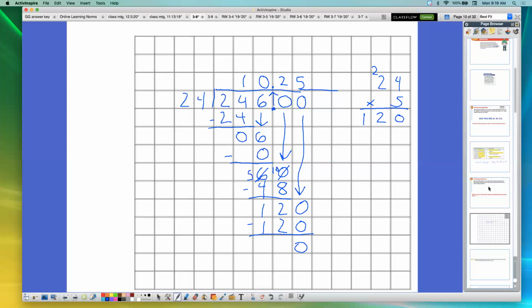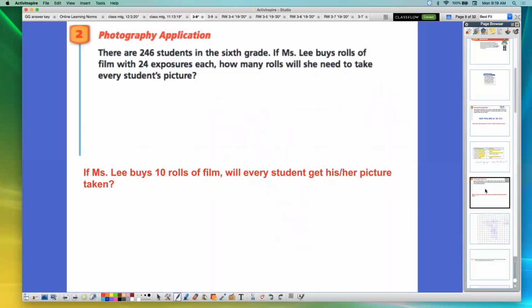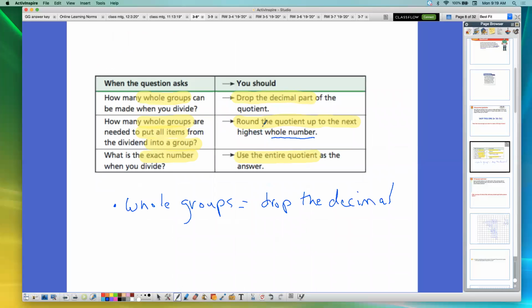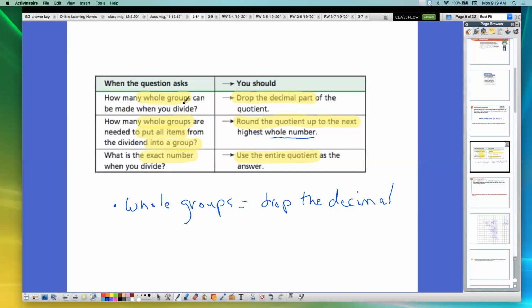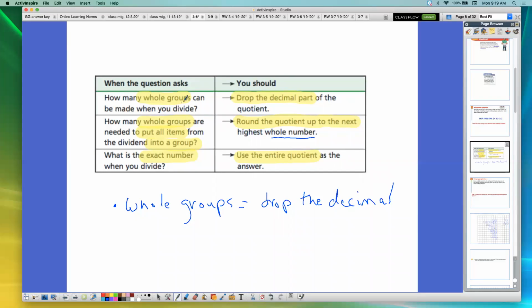I go back to the problem. Is it asking me for an exact number, or is it asking me for something else? So let's go back and look at these. It says if there's 246 students and 24 exposures each, how many rolls will she need to buy? So I need to look at which option that I had shown you before it is. Okay, how many whole groups? We're not looking for whole groups right now.